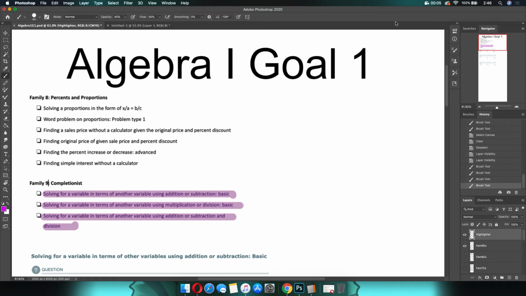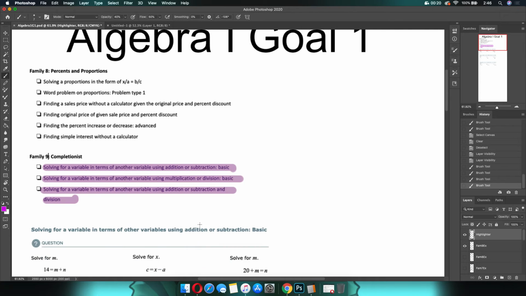This is it, the final set of topics for Algebra 1 Goal 1, and coincidentally also the final set of topics for all of the Algebra 1 tutorials. I'm finally done! Huzzah! Alright, so this one is all the stuff that you've done before, only now, if I scroll down, you take a look.